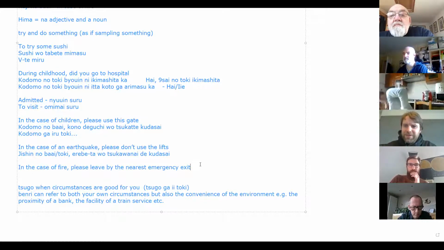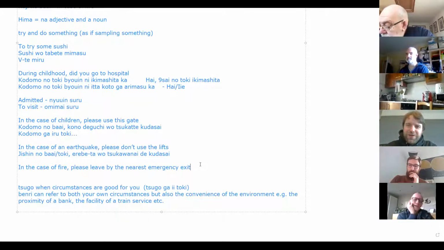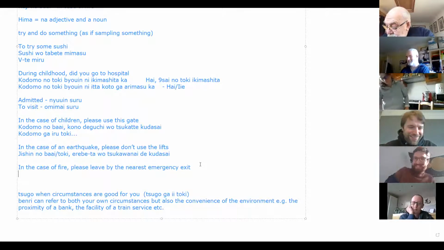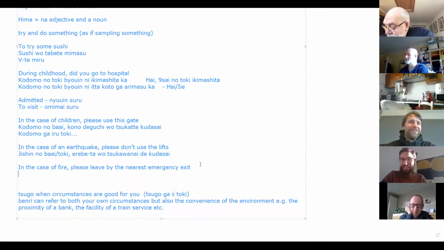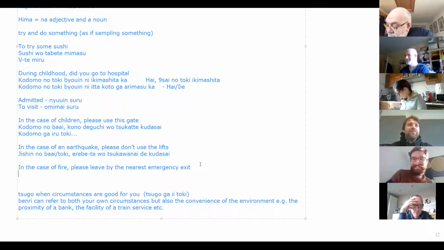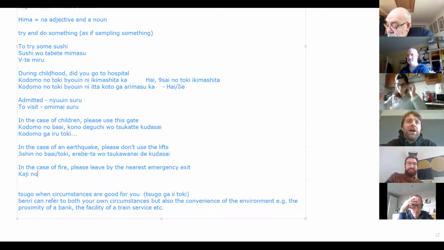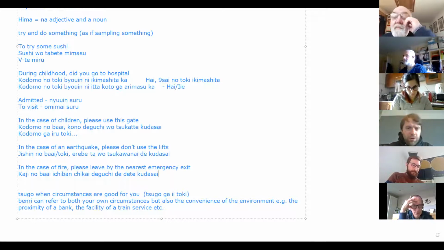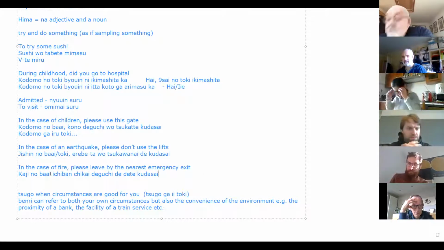In the case of fire, please leave by the nearest emergency exit. Did Costa call it a no adjective? A noun is not an adjective. Let's decide this now. It's brilliant. Kaji no baai, ichiban chikai deguchi de dete kudasai. Yeah, good. Excellent. Cool. And toki would work as well, right? Yes, exactly. Kaji no toki.